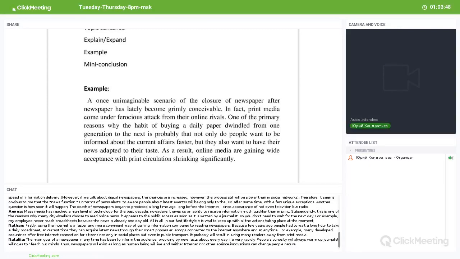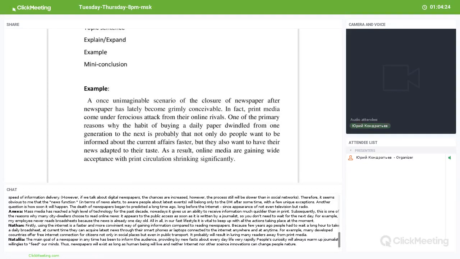Okay, so the main goal of a newspaper in any time has been to inform the audience, providing new facts. No, providing new facts without by. Providing new facts about everyday life very rapidly. People's curiosity will always warm up journalists' willingness. That's what you mean. Willingness to feed our minds. Okay, thus newspapers will exist as long as human beings will live, and neither internet nor other science innovations can change people nature.